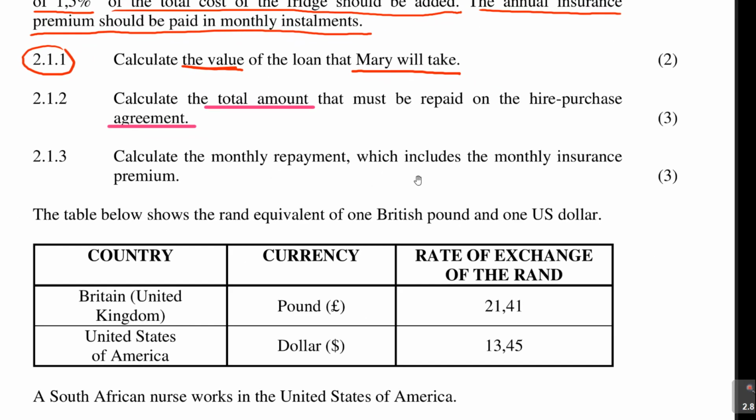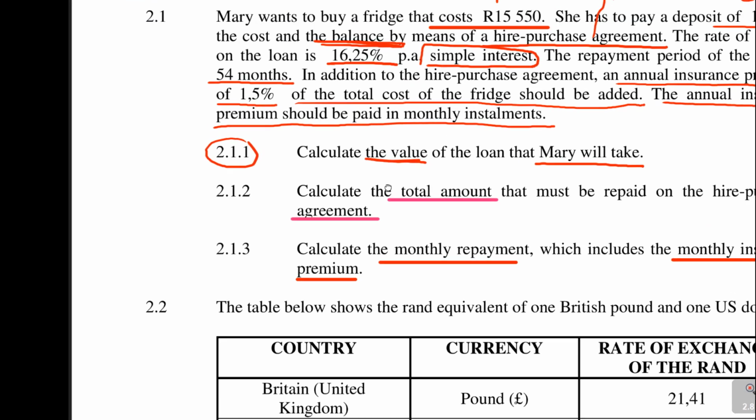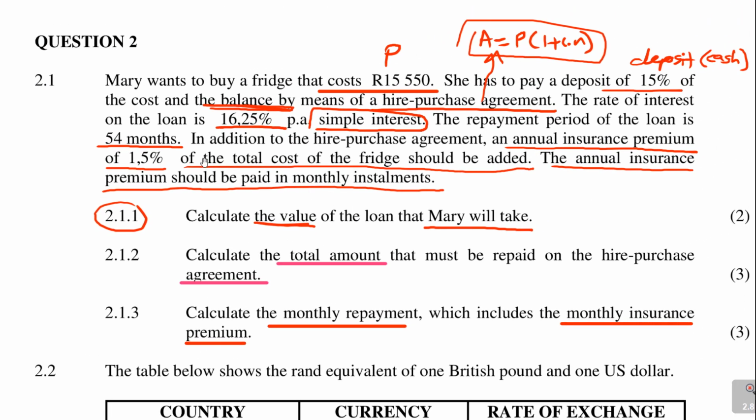Then let's come back to this one. Calculate the monthly repayment, which includes the monthly insurance premium. You see now, they're coming back to say monthly repayment, which includes the monthly insurance premium. Take this one step at a time. First of all, let's come back to this insurance part. They're saying in addition to the hire purchase agreement, an annual insurance premium of 1.5% of the total cost of the fridge should be added. The annual insurance premium should be paid in monthly installments.